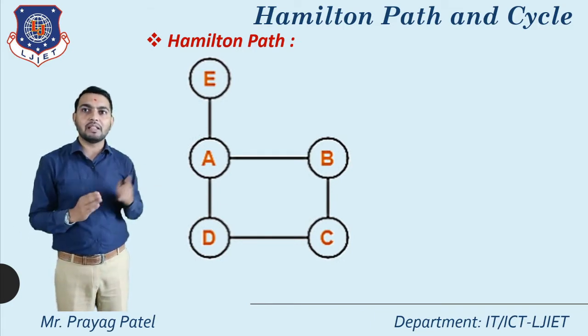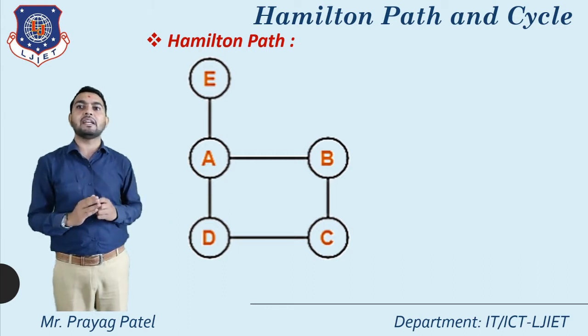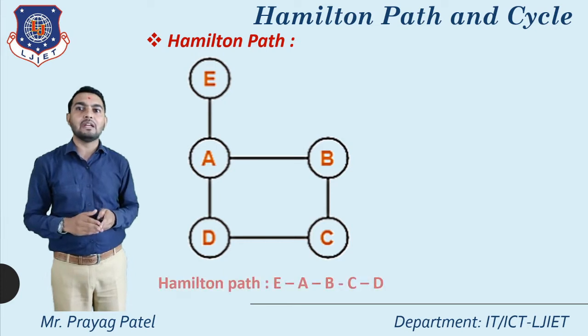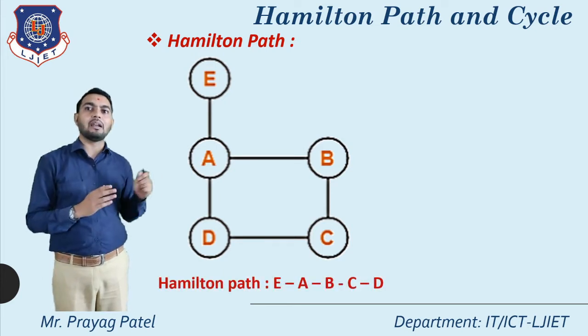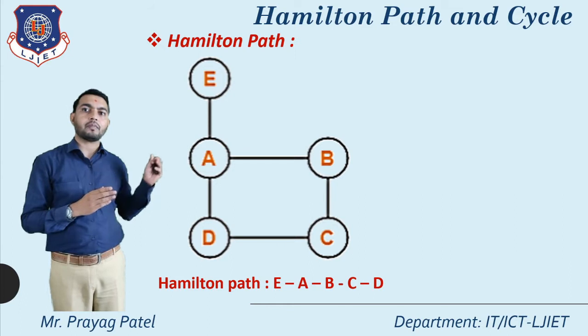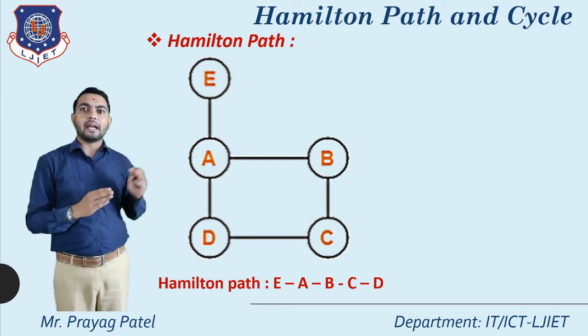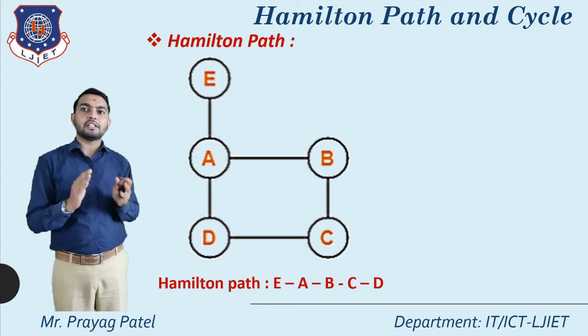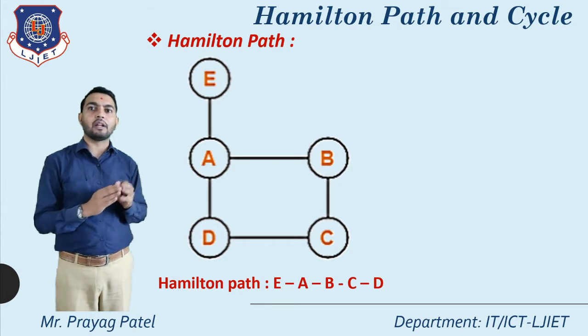Now for the second graph, find the Hamilton path. A Hamilton path is possible in this graph if we cover A, B, C, D, E, all the nodes, without repetition of any node. So a path is possible like this: the starting point is E, then A, then B, then C and D. So this is one Hamilton path for this graph.